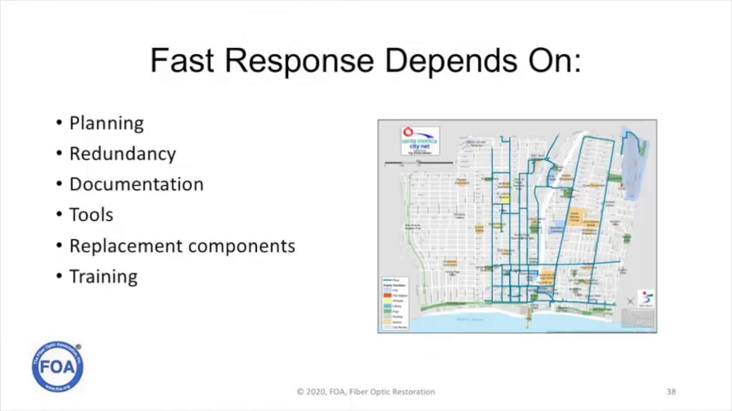Responding fast in a situation that requires restoration depends on these areas. Your planning, making sure that you've thought about restoring and are prepared. Redundancy, we'll look at that in a second. Documentation. The most important thing in a restoration process is having the documentation on your cable plant so you know where it goes and what it should be doing.